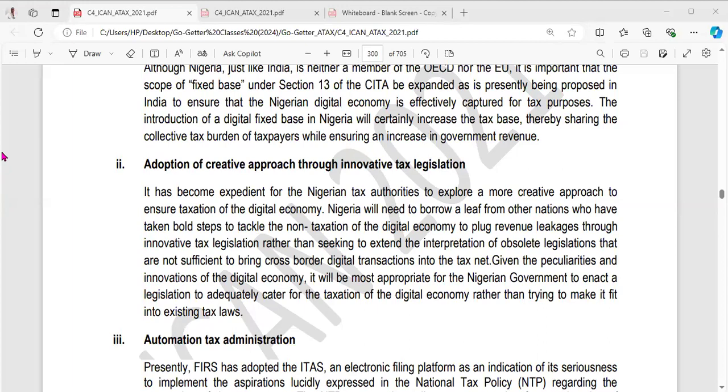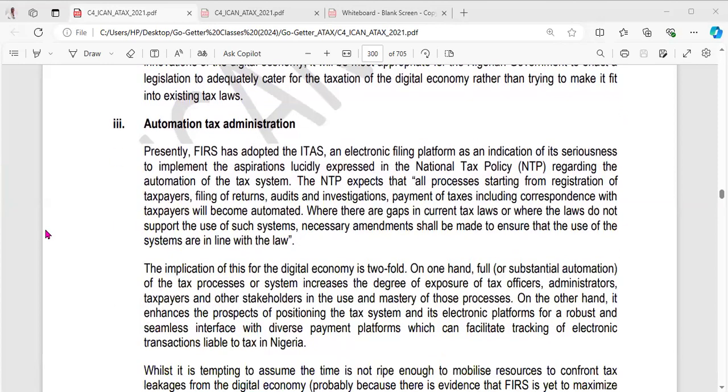Like I said before, our Nigerian constitution is from 1999. It has not been reviewed. We have the Tax Act 2004, 2014. Although right now in Nigeria, the tax law is being reviewed. But you see, when they review it, let them adopt it in such a way that they are able to bring cross-border transactions into the tax net in such a way that digital transactions will not escape it. Then we have the automation of the tax administration.